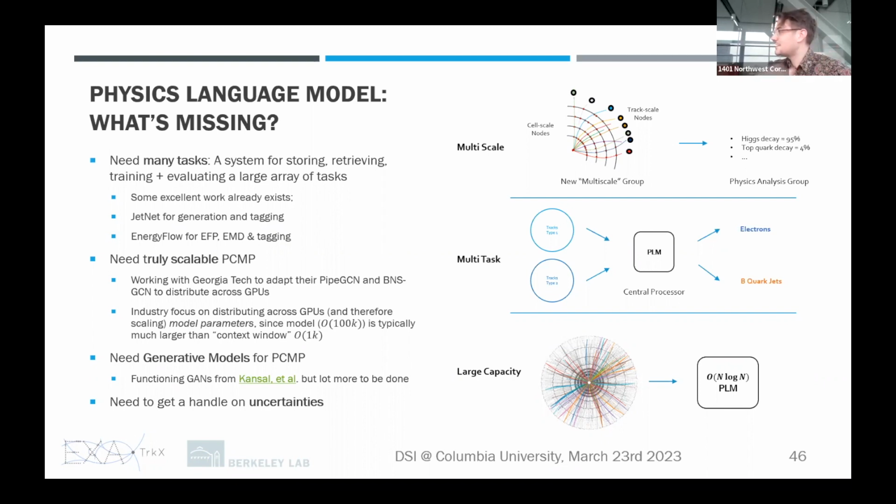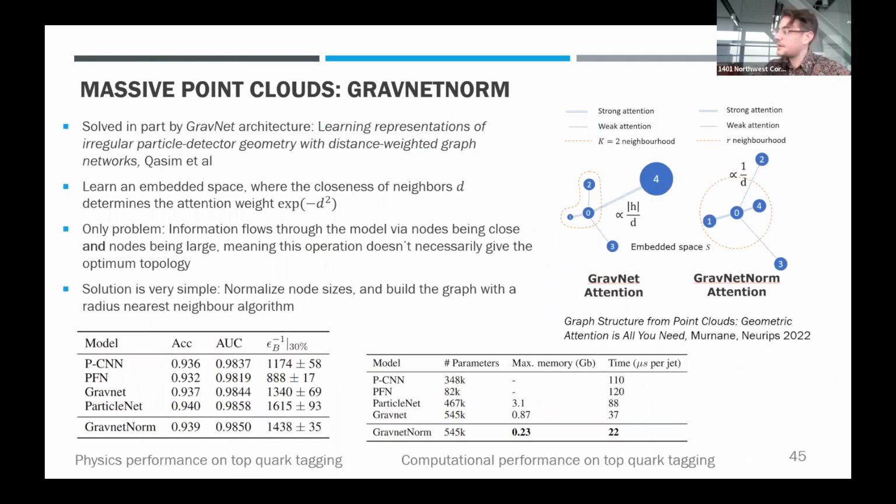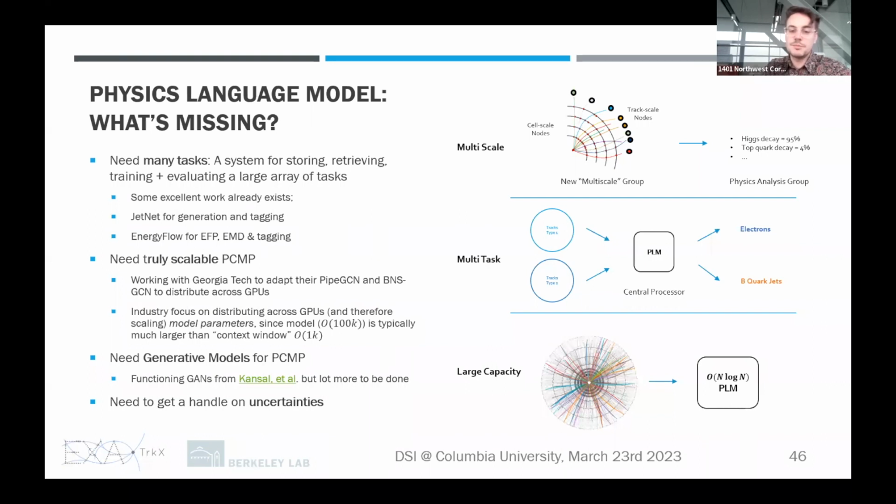I mean, that original list of tasks that I gave at the start, we should have data sets for all of those tasks that are compatible with a single model. We need, I think, a truly scalable point cloud message passing. This idea is quite nice, but at the moment, it only fits on 1 GPU. We don't have a way of splitting this model across GPUs at the moment. We're working with a group at Georgia Tech to adapt their PipeGCN and their DNS GCN, which is a way of distributing a graph neural network across GPUs.